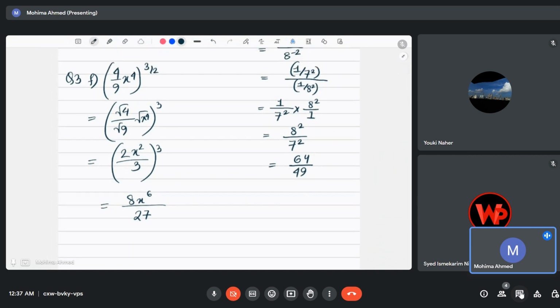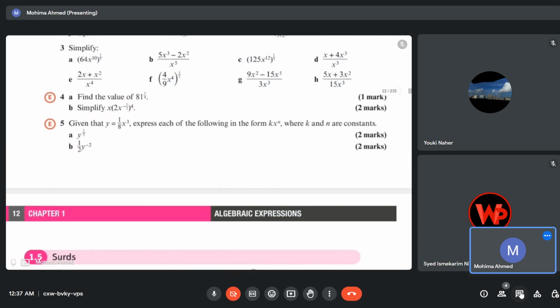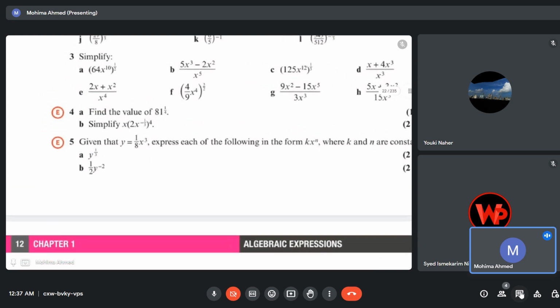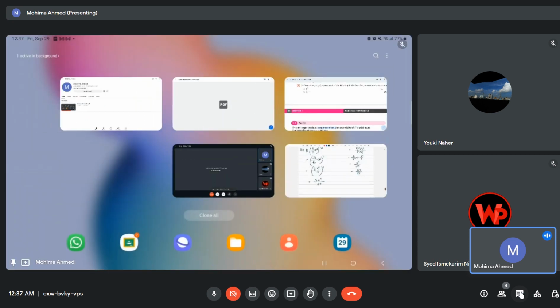I think all the other 4 questions from 2D are quite easy. We'll move to question 5. It's quite tricky to keep your answer in terms of y and alphabets. Given that the value of y is 1 over 8x cubed, we need to express each of the following in the form kx power n, where k and n are constants. The first is y to the power of 1 by 3. Remember, the value of y itself was 1 over 8x power 3, with a whole power of 1 by 3.